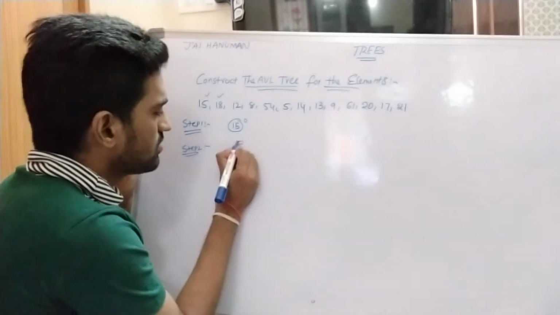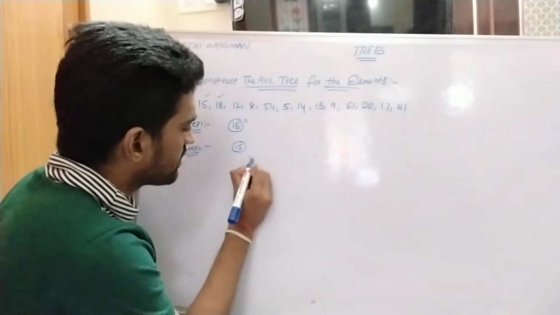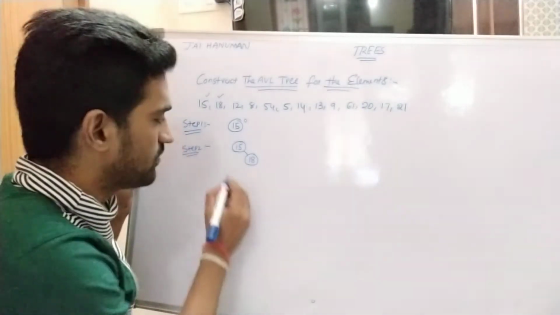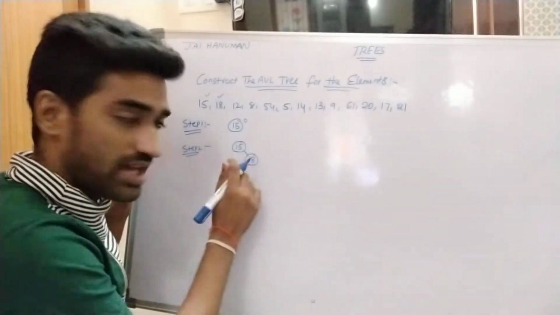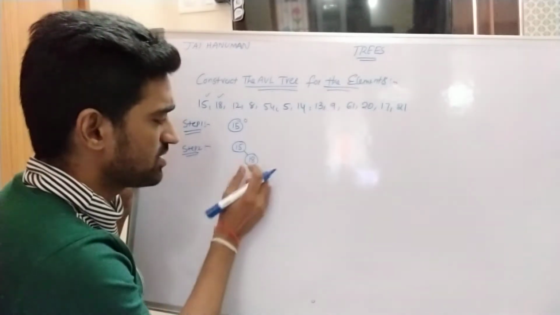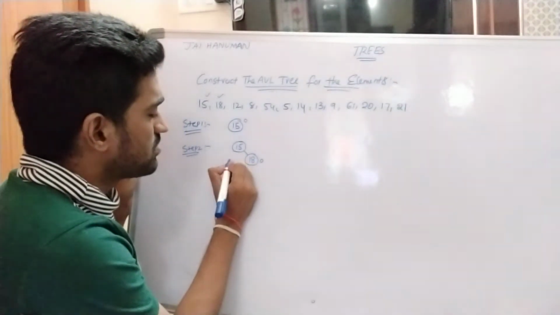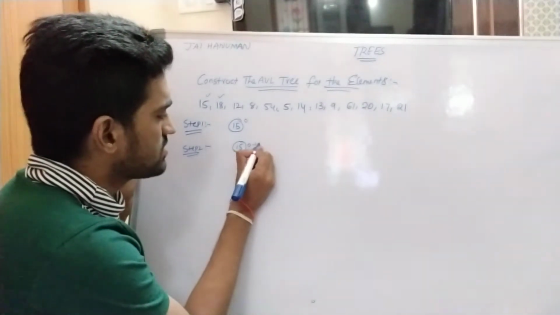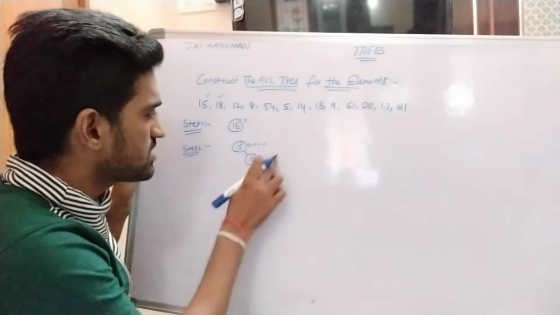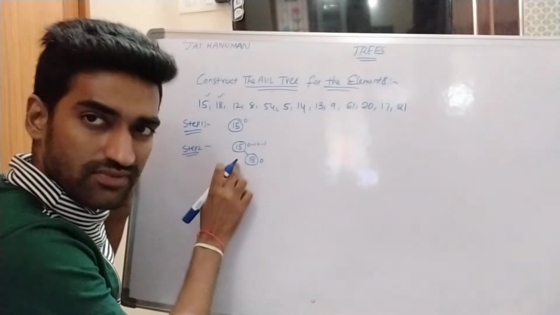When compared to the root node 15, 18 is a greater value. So that's why we are inserting it at the right position of 15. Now we are calculating the balancing factor for each and every node: height of left subtree minus height of right subtree. This is a leaf node, 1 minus 1, 0. For the root, height of left subtree 0 minus 1, which is equivalent to minus 1, right? So it satisfies the properties of balancing factor as well as binary search tree. That's why this is an AVL tree.